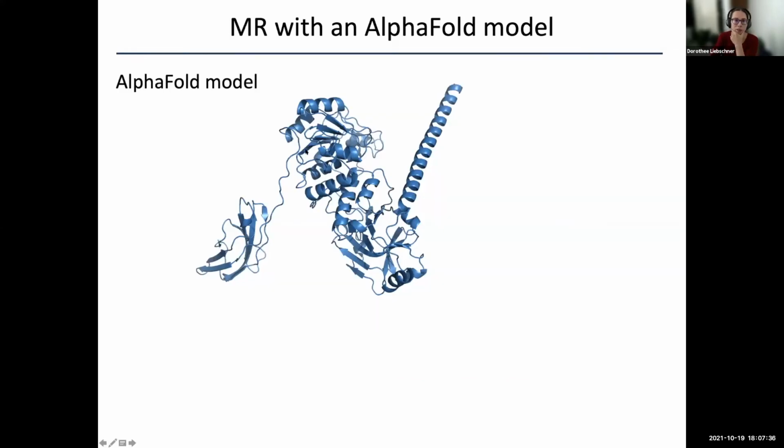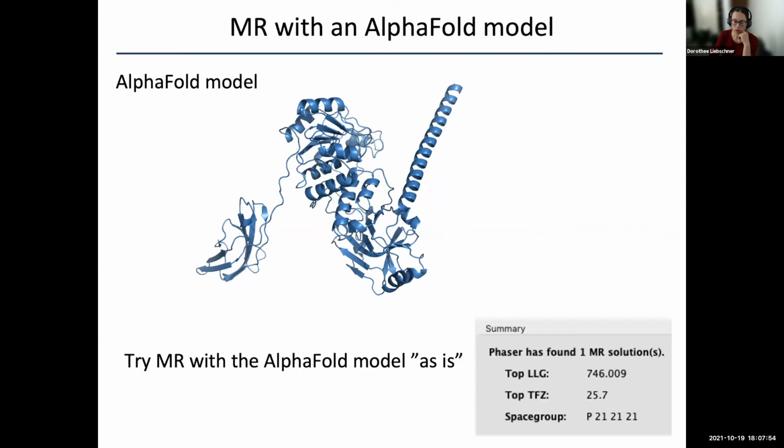So here is the AlphaFold model of our target protein. This is how it looks. And let's just do brute force molecular replacement. We try molecular replacement with the AlphaFold model as is. We just take this model and put it into the program and see what happens. This is what will come out of it. These are some scores. We have an LLG score, which measures how much better the data can be predicted with the model than with a random distribution of the same atoms. So if this number is high, that's good.